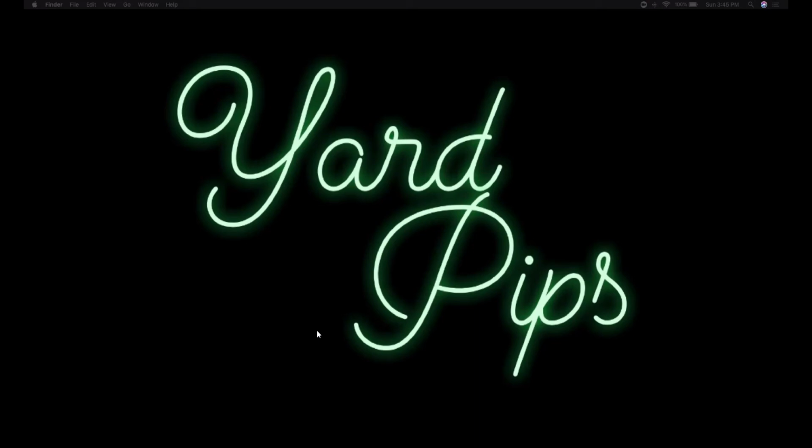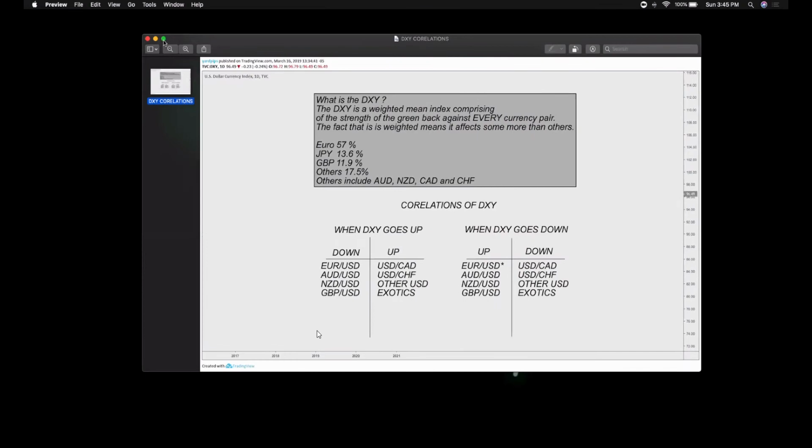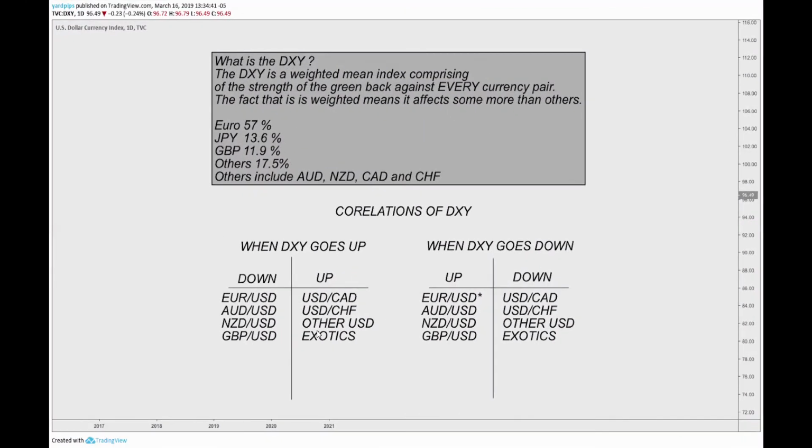All right, so there's two correlations I need you guys to know about. The first one is US dollar correlation.